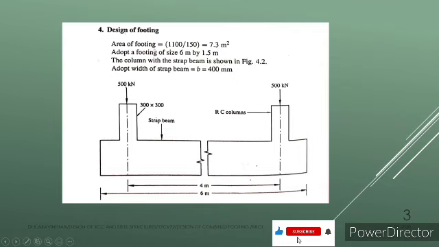You can see that by using that formula you can cross multiply to find the area of footing. So area of footing equals load, that is total load coming through the columns, that is 1100, divided by safe bearing capacity of soil. So we got the value of 7.3 meter square. We need this much area of footing in order to distribute the load safely.